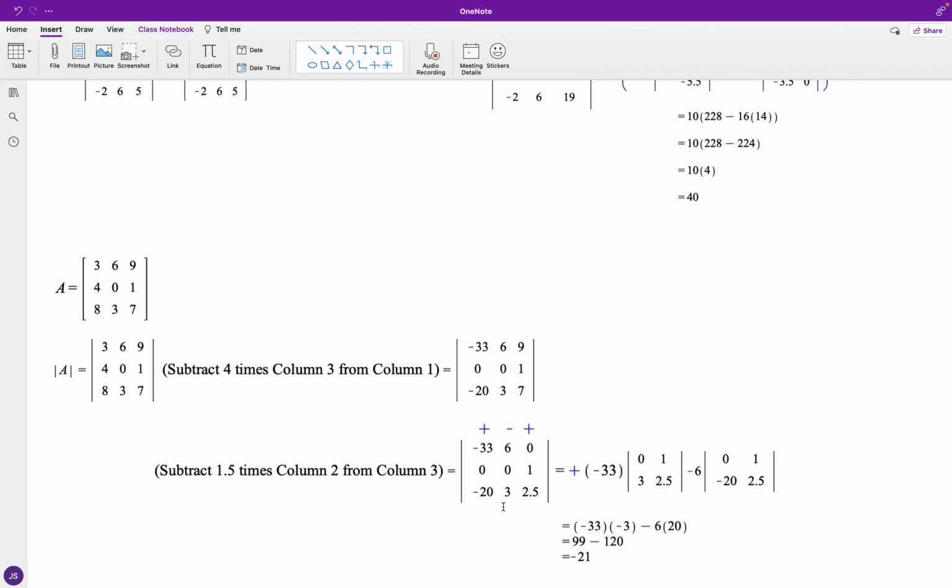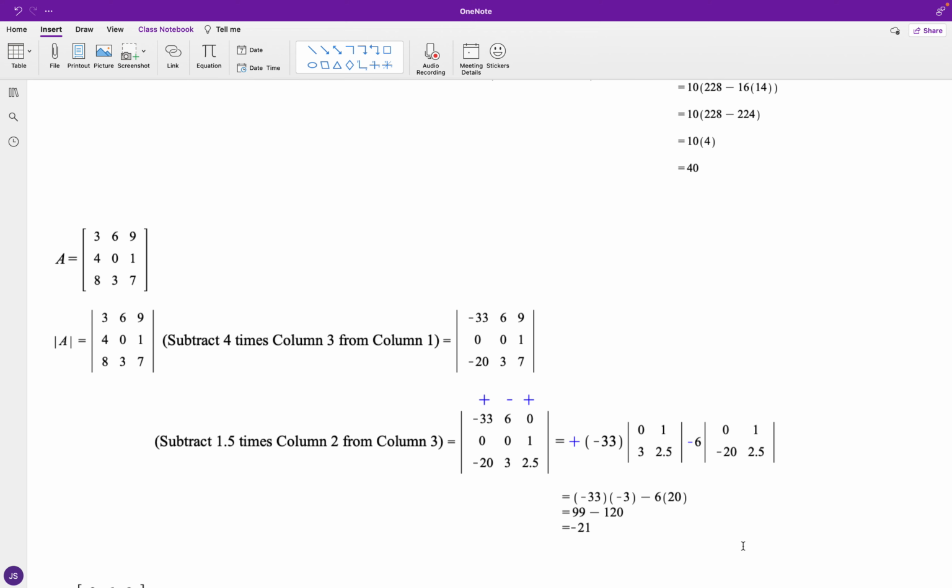And so just looking at what we have now, we'll have negative 33 times the first row, first column minor, and the value of that minor is going to end up being negative 3. And we have minus 6 times the first row, second column minor. So we got 0, 1, negative 20, and 2.5, and the value of this minor is going to come out to positive 20. And so you have 99 minus 120 comes out to negative 21. And let me pause right here.